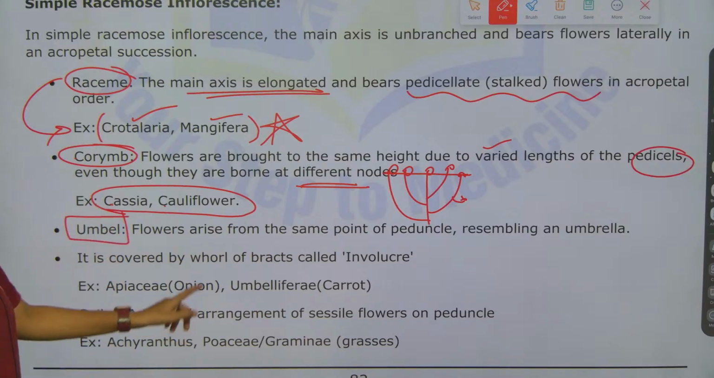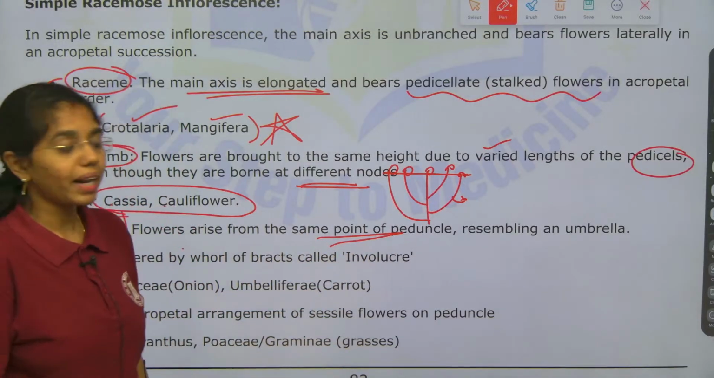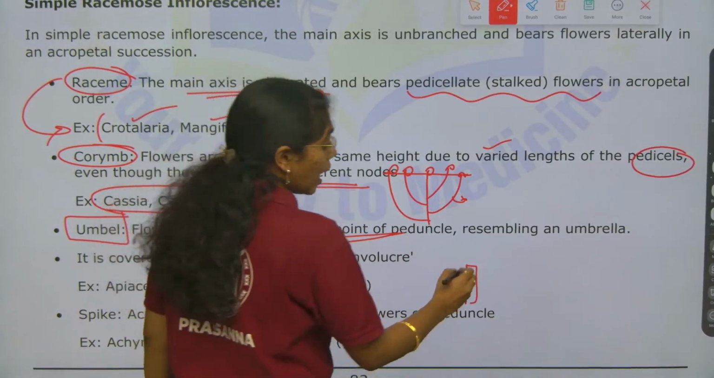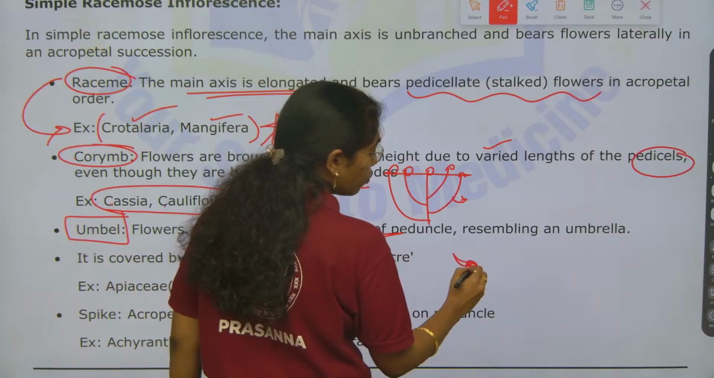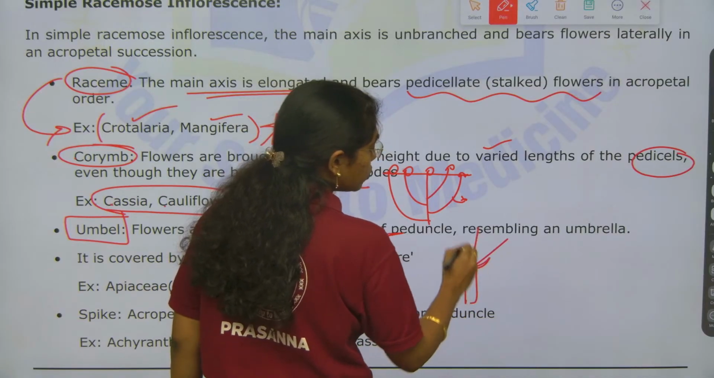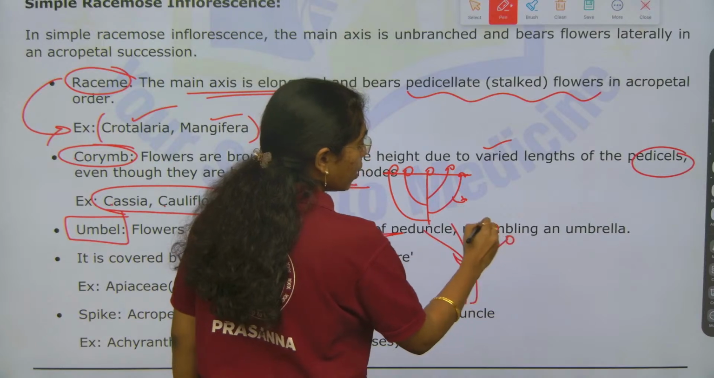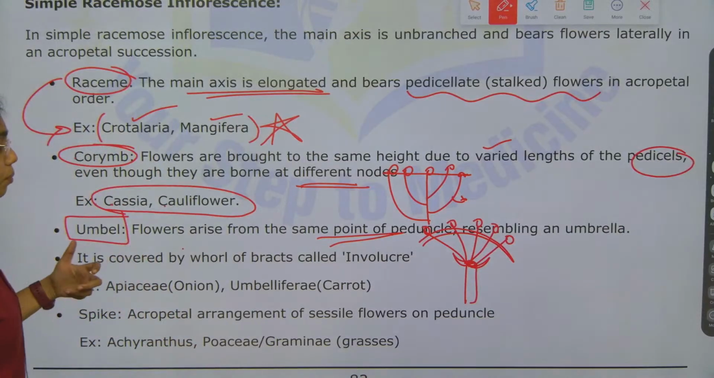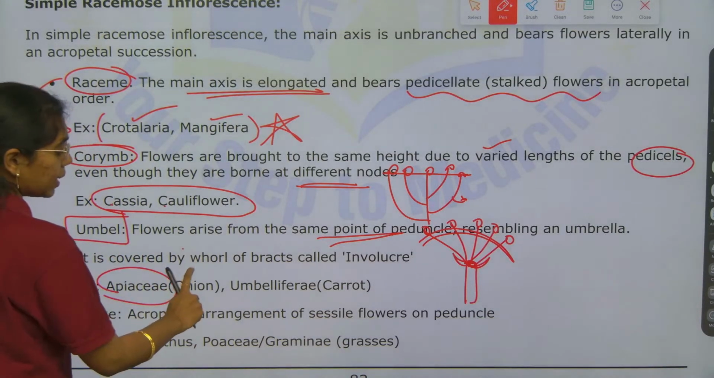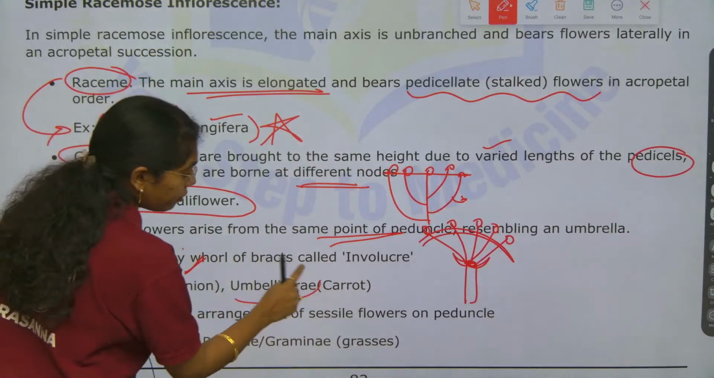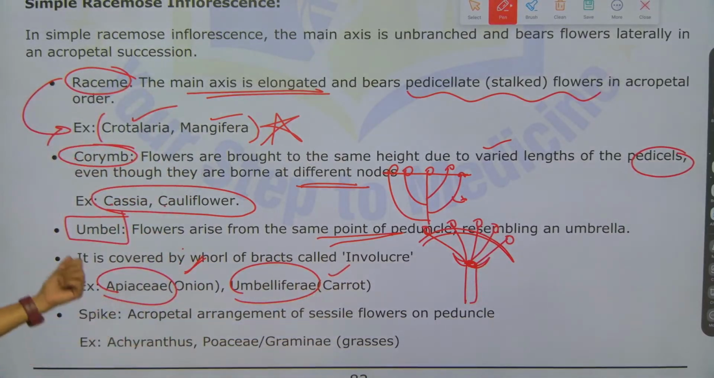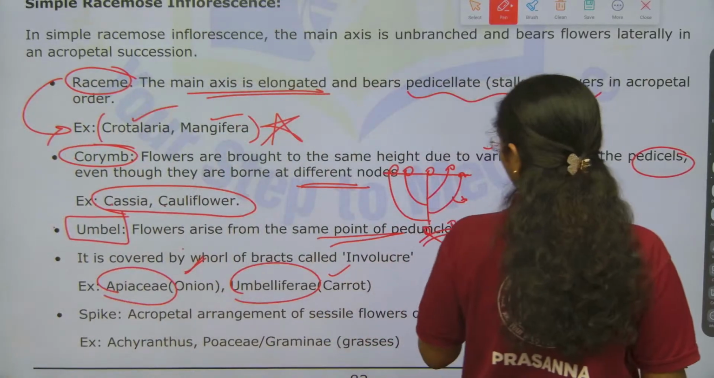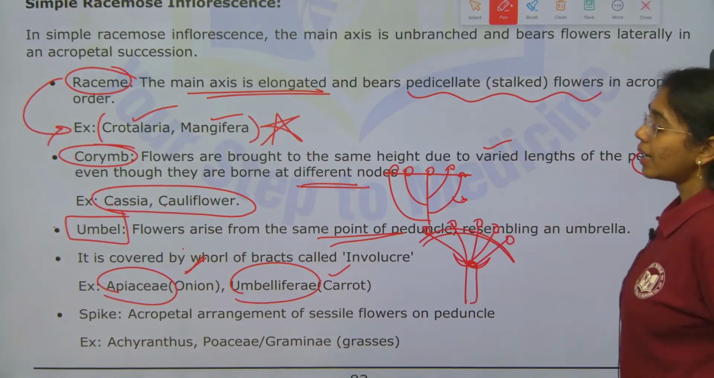Next is what, beta? Umbel type. Here flowers will arise at the same point of the peduncle. See, if this is the peduncle, which is the common axis or the common stalk of the flower, here at the tip of the peduncle, from the involucre of the bracts, pedicels will be arising like this, okay. And these pedicels are arranged in the form of an umbrella, okay. So these are mostly seen in Apiaceae family, best example is onion, and Umbelliferae example is carrot. In these type of plants, umbel type of inflorescence is seen, where all the flowers will arise from the common point of the peduncle.